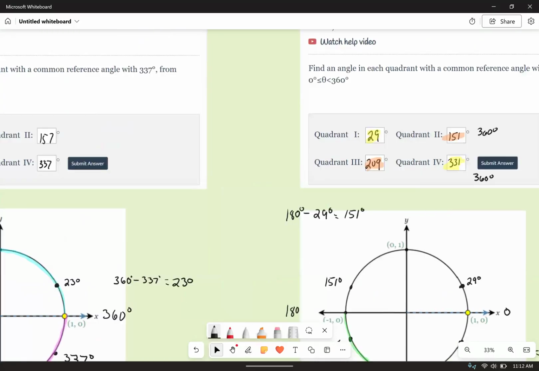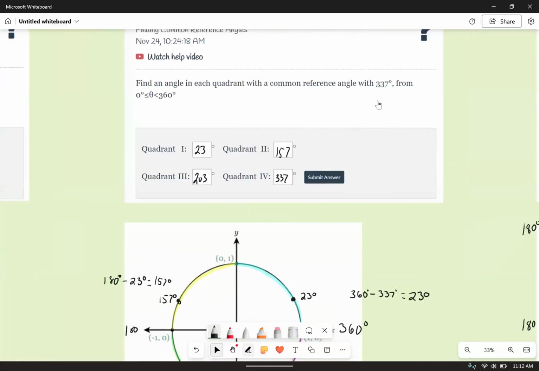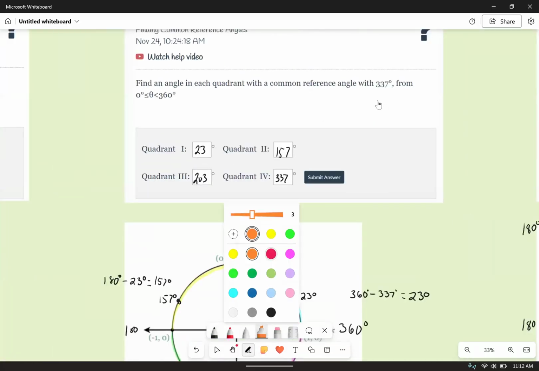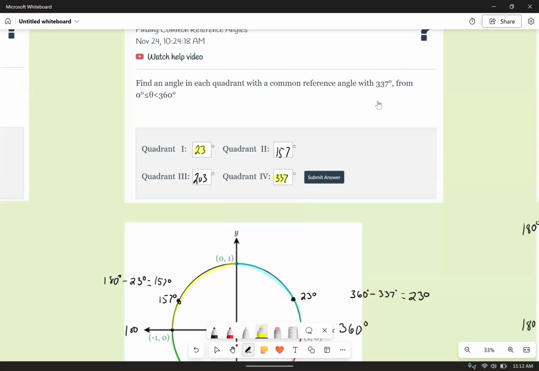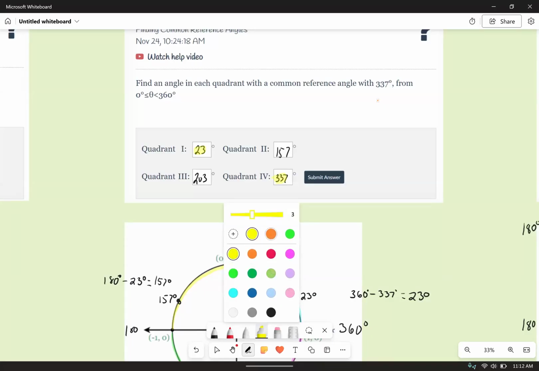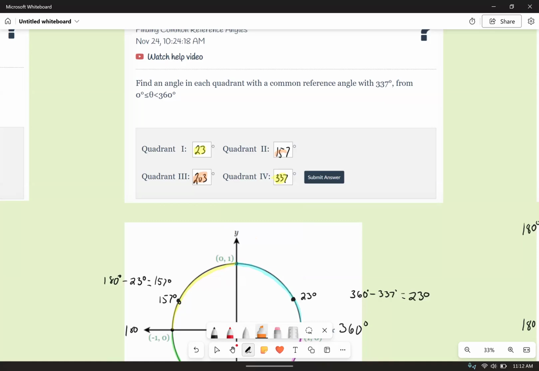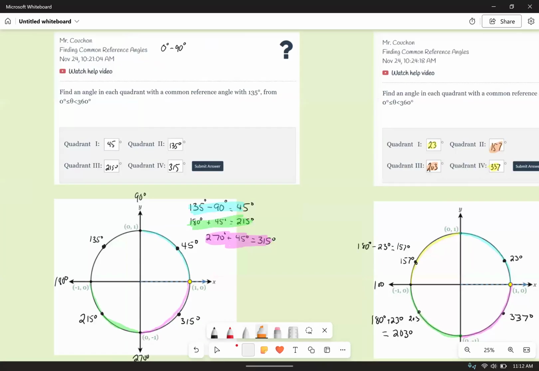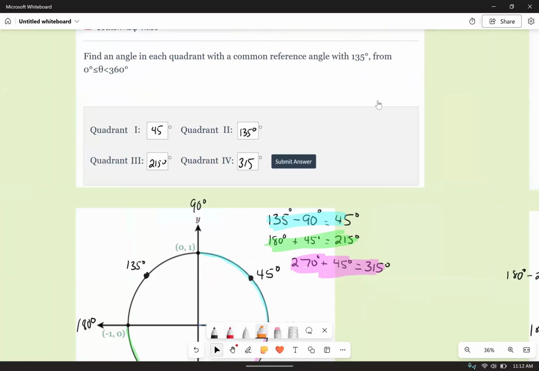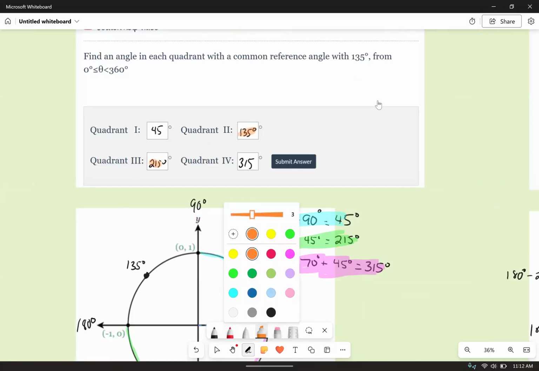If we take this strategy back over here, you can see that we're going to have the same exact situation. It's 23 plus 337, that's 360. And 203 plus 157, also 360. And then that very first one that we did, same deal. It's 135 plus 215, that's 360. And then 45 plus 315, also 360. That's a way you can check your work on these kinds of problems.